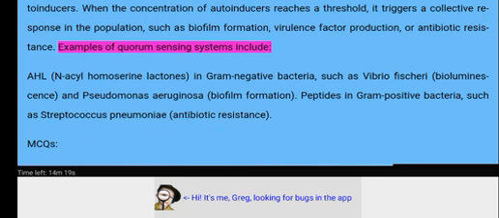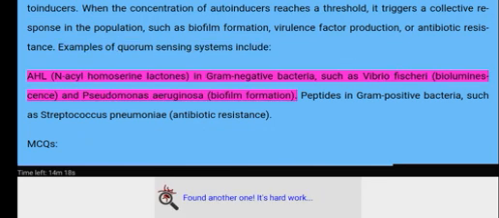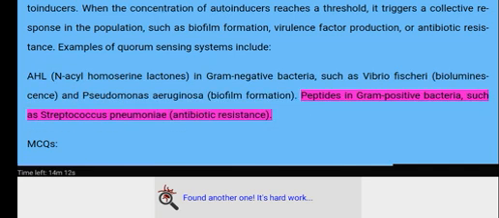Examples of quorum sensing systems include N-acyl homoserine lactones in gram-negative bacteria, such as Vibrio fischeri bioluminescence and Pseudomonas aeruginosa biofilm formation. Peptides in gram-positive bacteria, such as Streptococcus pneumoniae, antibiotic resistance.